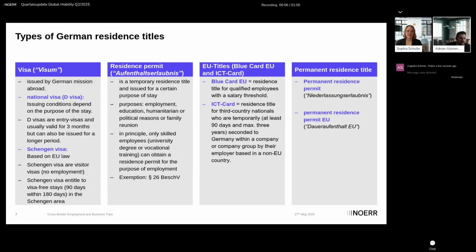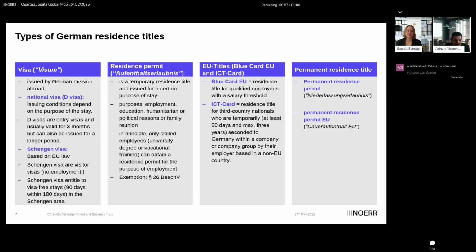So in this regard, maybe just a short idea of the various types of German residence titles, just to have an idea what we're talking about. At the very first, the visa, in German Visum, is issued by a German mission abroad, so there's no option to obtain a visa here in Germany. And we have to make a distinction between the national visa, the so-called D visa, and the Schengen visa.